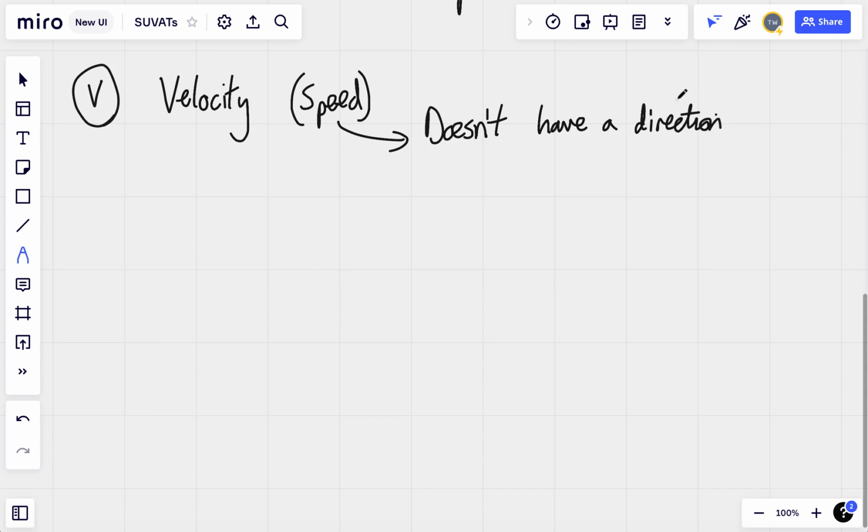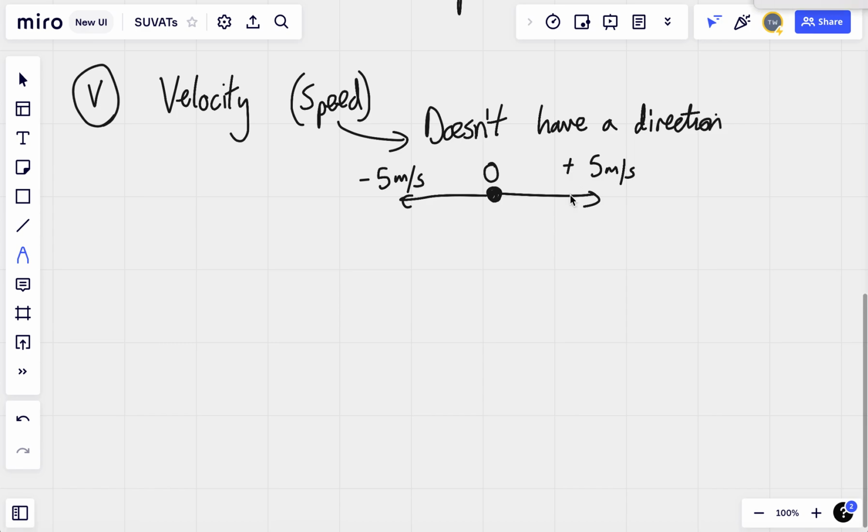Okay, so if I was to say, I'm going to move at 5 meters per second, the question that would follow that is, well, in which direction? Velocity gives us that direction as well. So again, if you think about our 0 point, if I travel at 5 meters per second in the positive direction, or I travel 5 meters per second in the negative direction, these are different velocities. However, the speed is the same.